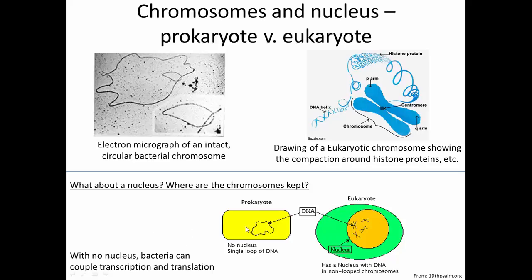But that is an advantage if you're a bacterium, because bacteria can couple transcription and translation, which means they can produce RNAs and then they can produce enzymes all in one space, whereas eukaryotes have to shuttle RNAs outside the nucleus where they get expressed in places like the Golgi apparatus and the endoplasmic reticulum.